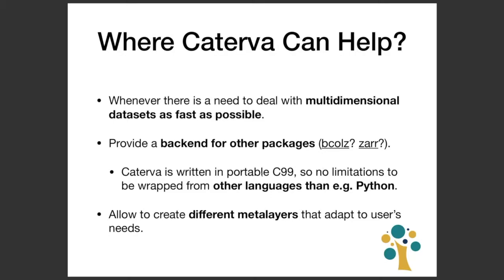Also, Caterva is written in portable C99, so there are no limitations to be wrapped for other languages than, for example, Python. And also, Caterva allows to create different MetaLayers that adapt to users' needs.